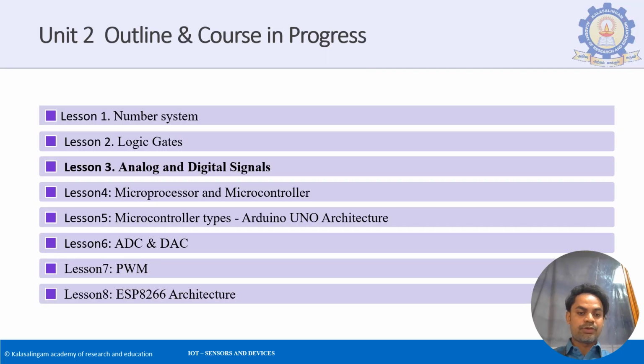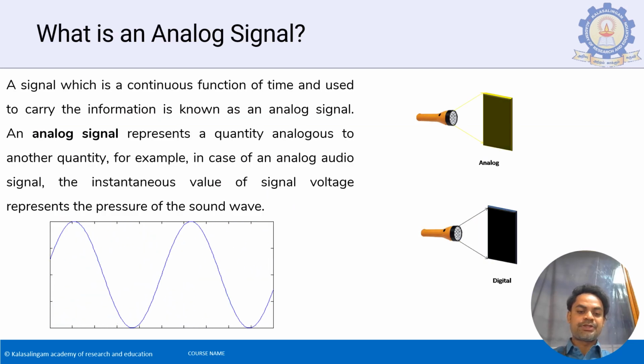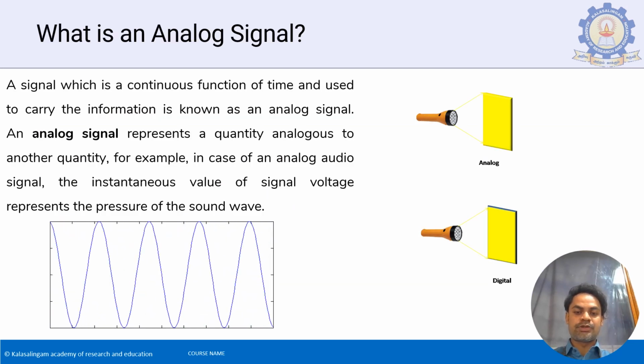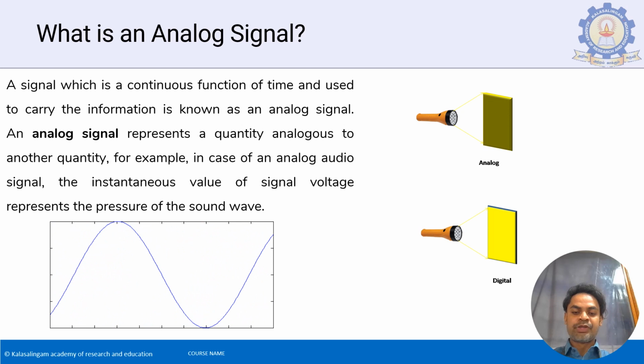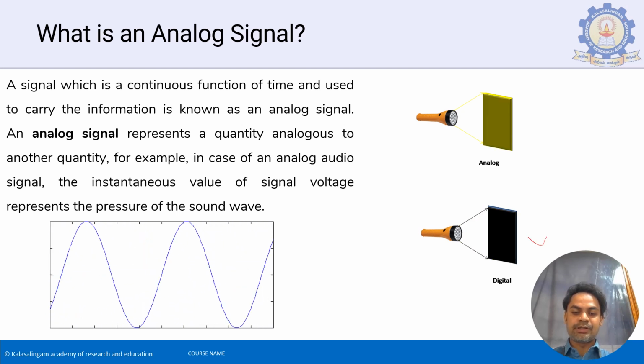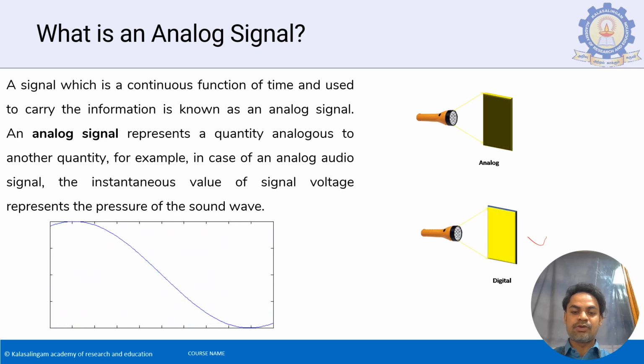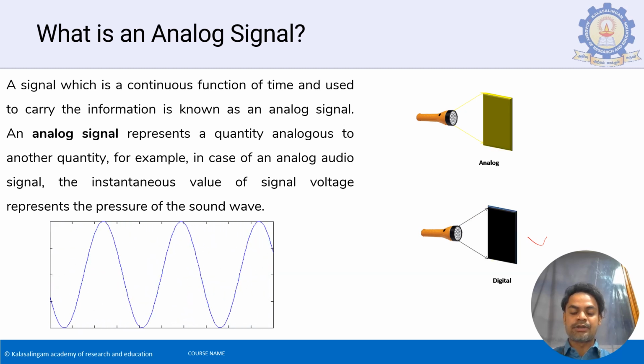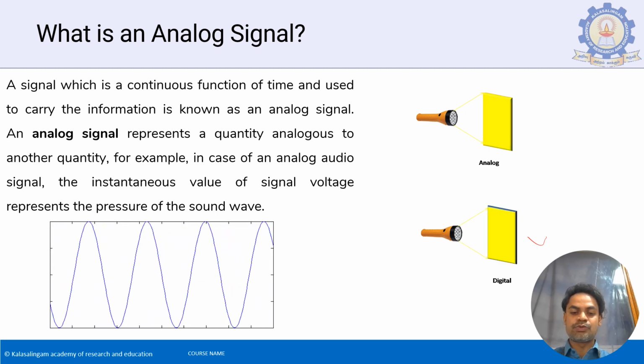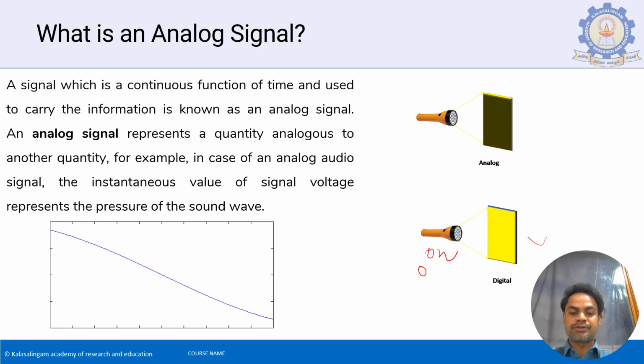So next, moving into analog and digital signals. The basic thing that you need to understand first is the difference between analog and digital. Digital, as you can see in this particular diagram over here, there is an on and off. That's all. You can see the yellow light and you can see the black darkness over here, which means that there are only two states. It is on and it is off.